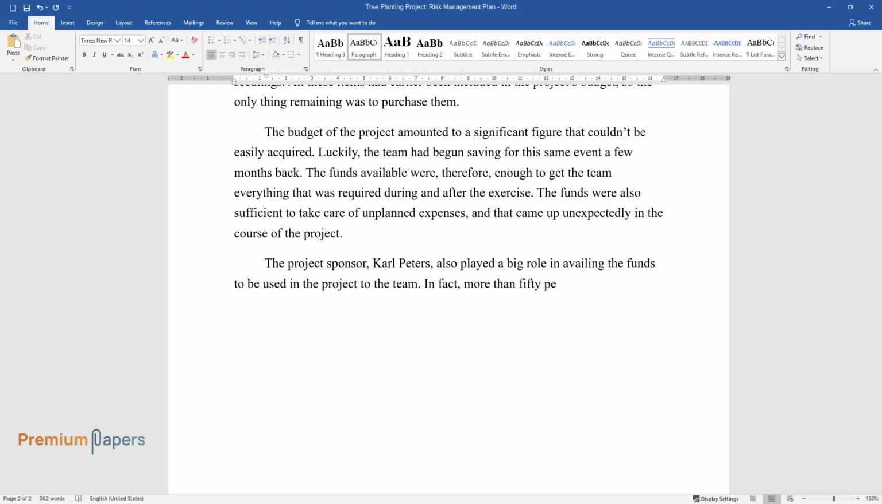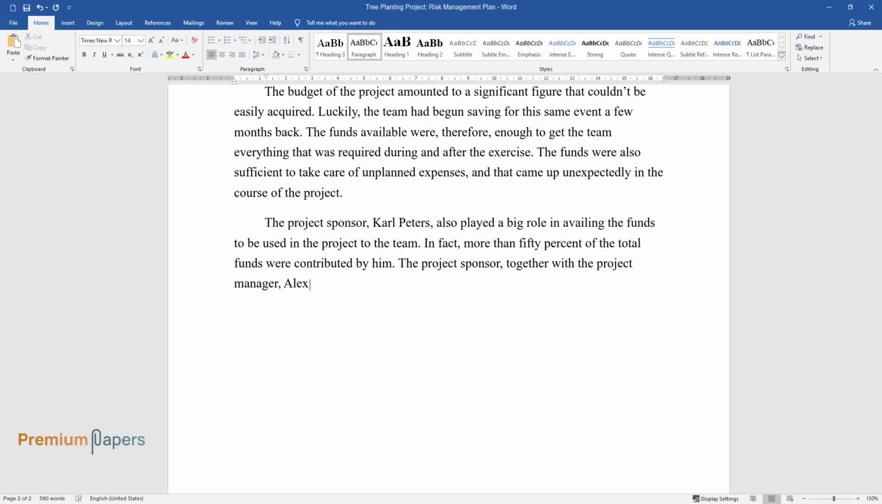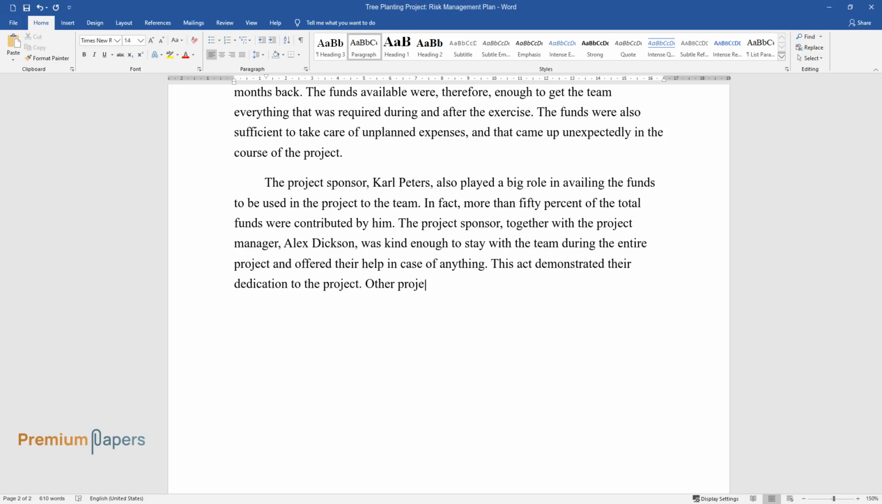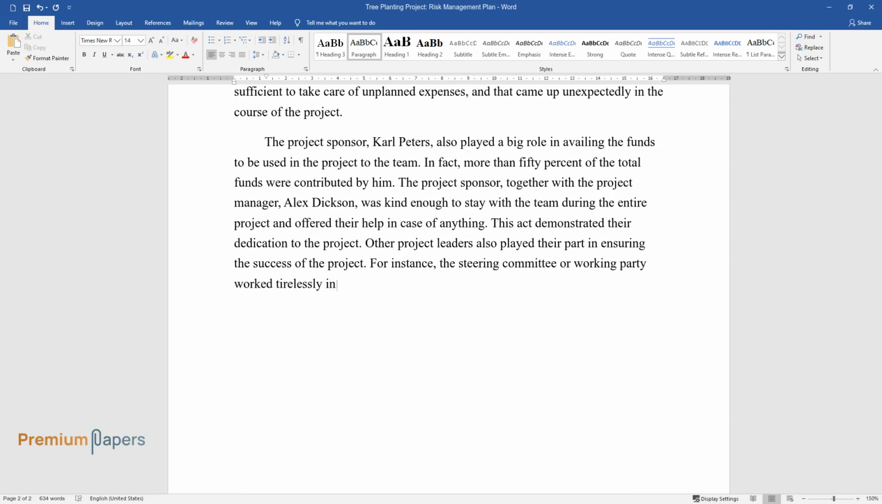In fact, more than 50% of the total funds were contributed by him. The project sponsor, together with the project manager, Alex Dixon, was kind enough to stay with the team during the entire project and offered their help in case of anything. This act demonstrated their dedication to the project. Other project leaders also played their part in ensuring the success of the project. For instance, the steering committee or working party worked tirelessly in order to plant the desired number of trees before the evening came.